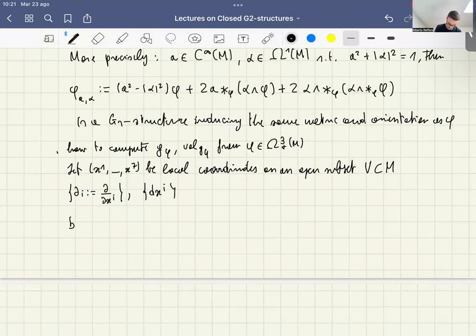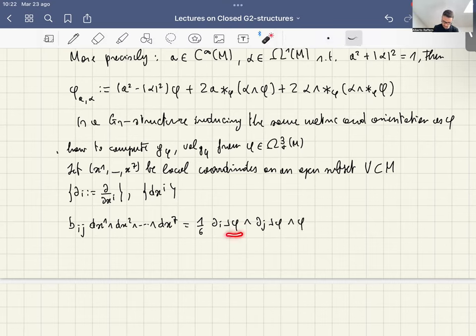And we define the symmetric two-form B that we met yesterday in components, Bij, times dx1 wedge dx2 wedge up to dx7. So if you remember, this was defined in the proof where we showed the properties of the group G2. This was 1 over 6 di contracted with phi wedge dj contracted with phi wedge phi. So when you have the three-form phi, you can make this computation and obtain these components of the bilinear form B.